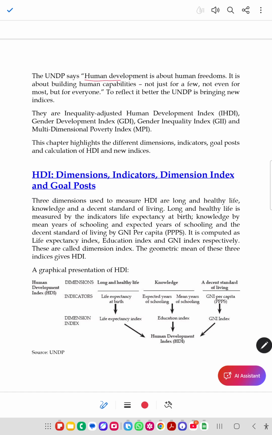UNDP says human development is about human freedom. It is about building human capabilities, not just for a few, not even for the most, but for everyone. To reflect it better, UNDP is bringing new indices. They are the Inequality Adjusted Human Development Index, Gender Development Index, Gender Inequality Index, and Multidimensional Poverty Index. This chapter highlights the different dimensions, indicators, goalposts, and calculations of HDI and new indices.